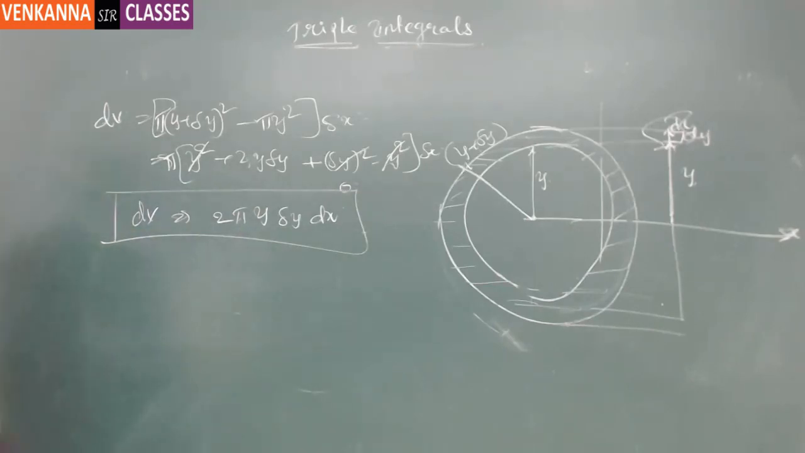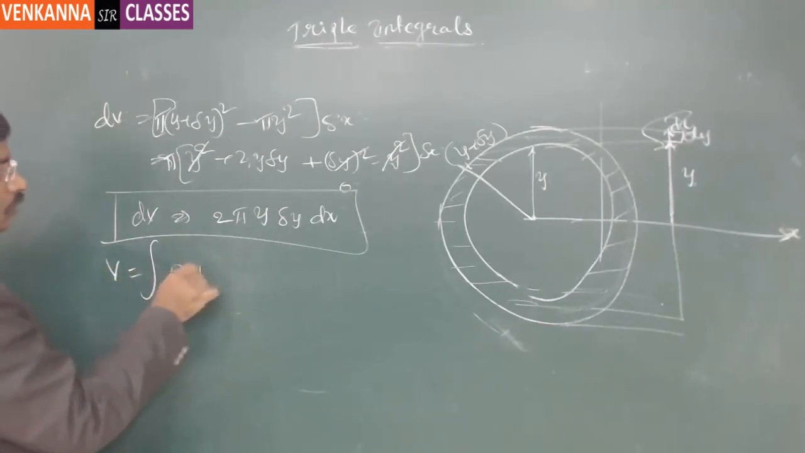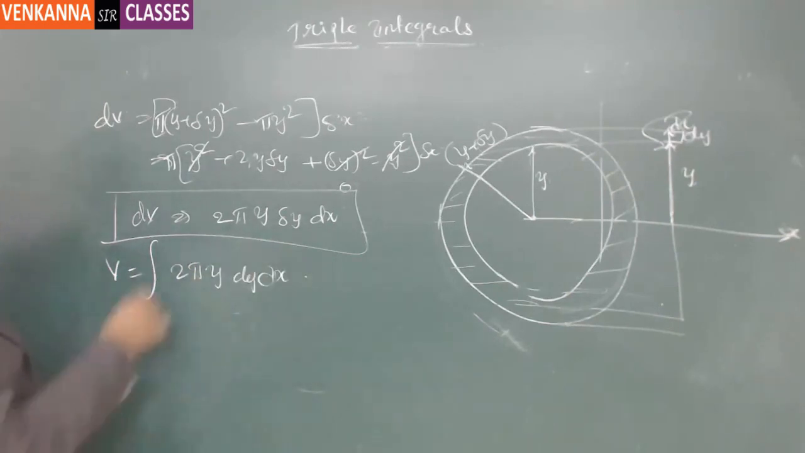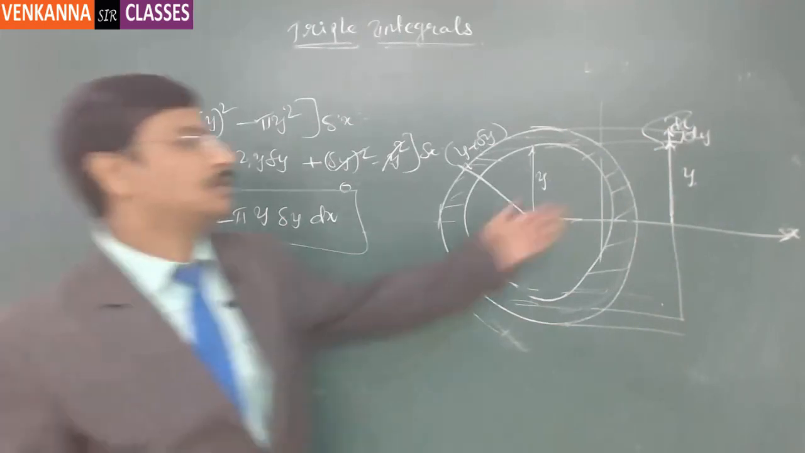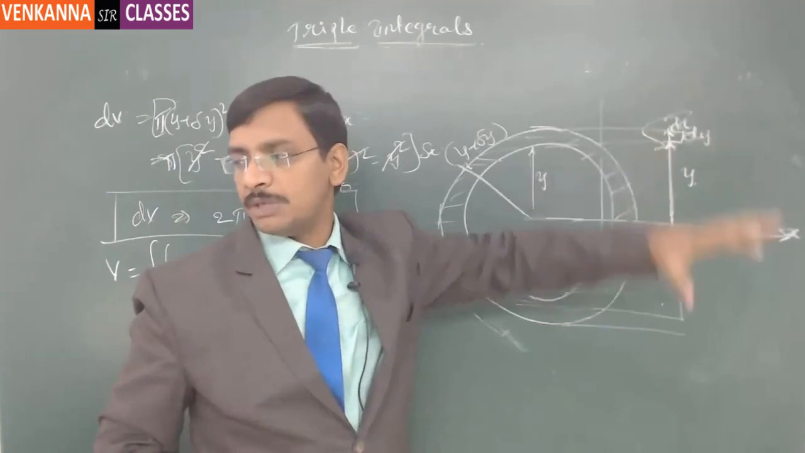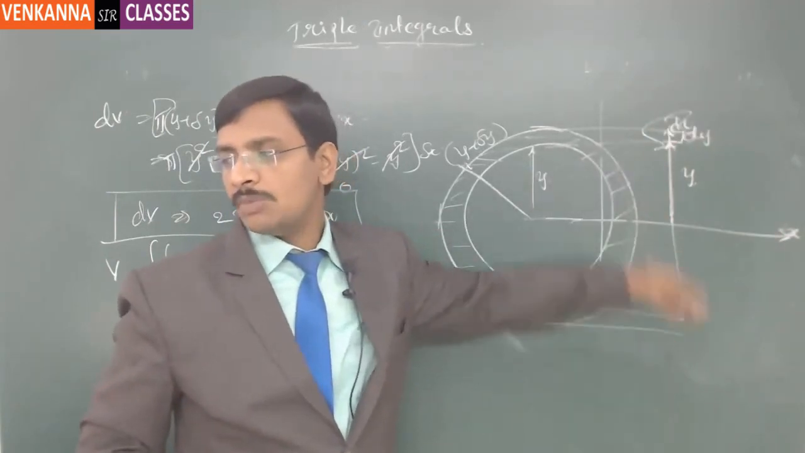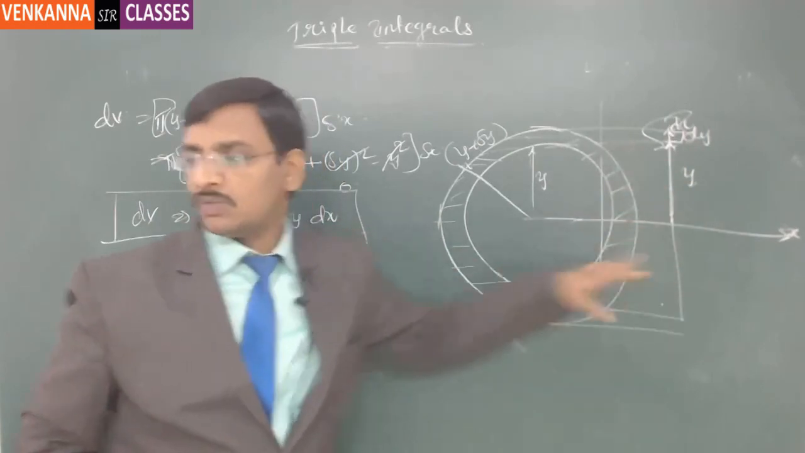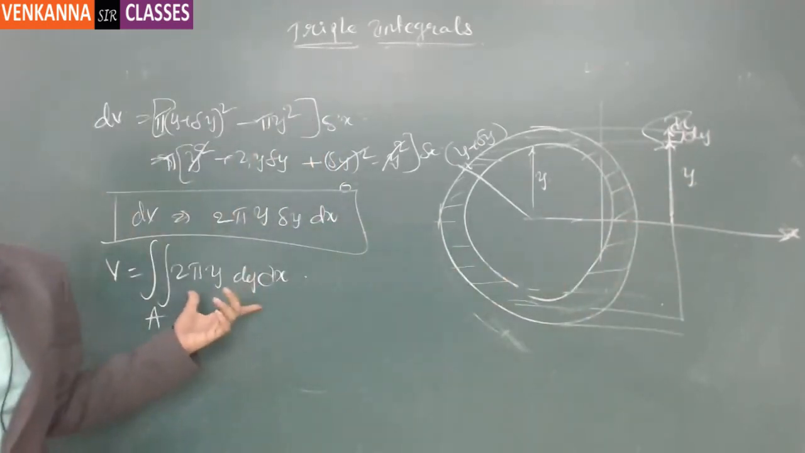Got it? So if you integrate this, then you are going to get volume is equal to integral 2 pi y dy dx. So this is the integral, and this is nothing but the area for which you wanted to find out the rotational volume. If there is any random shape like this, and this random shape is rotated like this, the volume that is getting generated when it is rotated, you will be able to find out with the help of this equation.